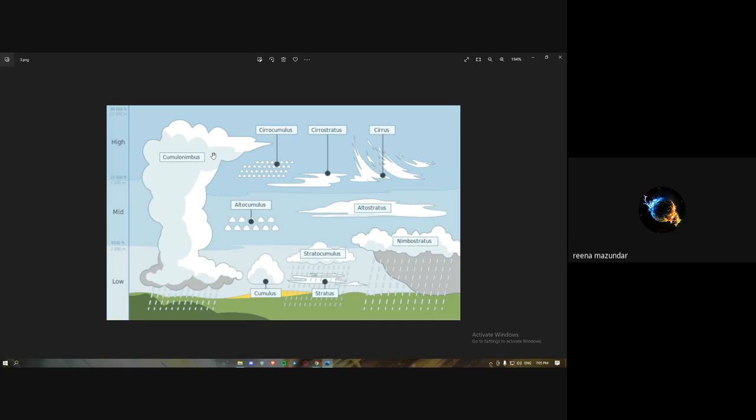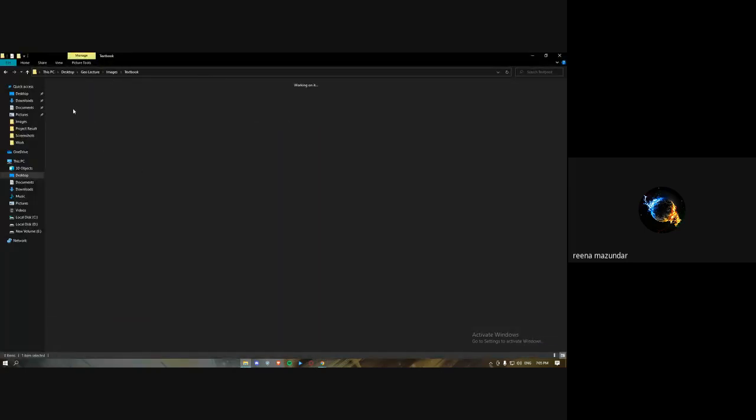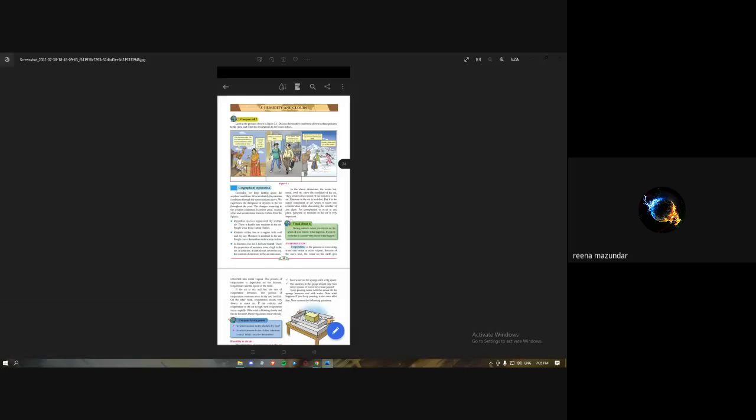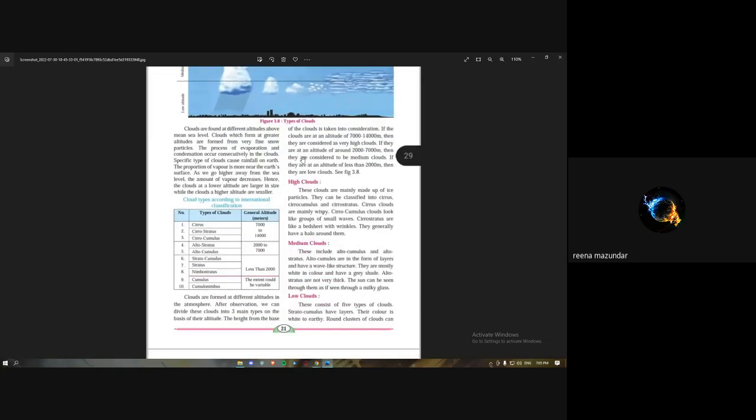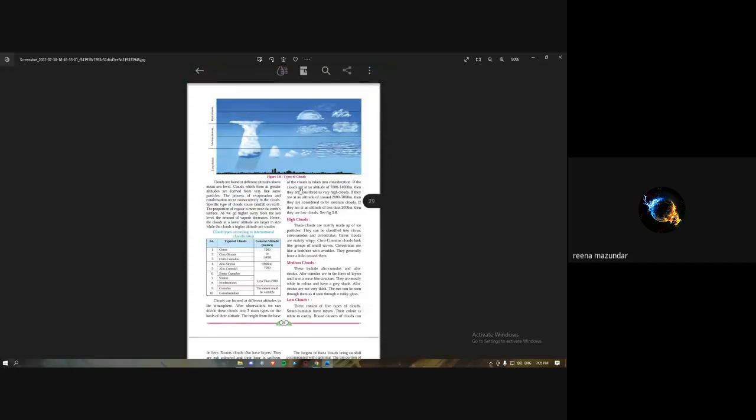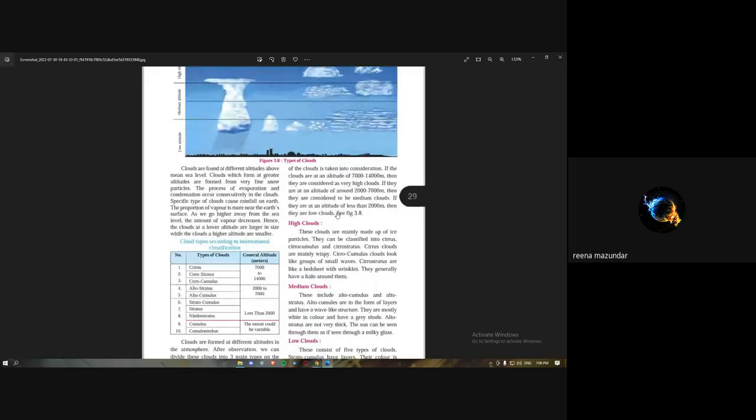Screenshot. Yes. Now here you can see these are the types of clouds. They are found at different altitudes. How to make it big a little? Okay, very good. Now all of you can see my screen.